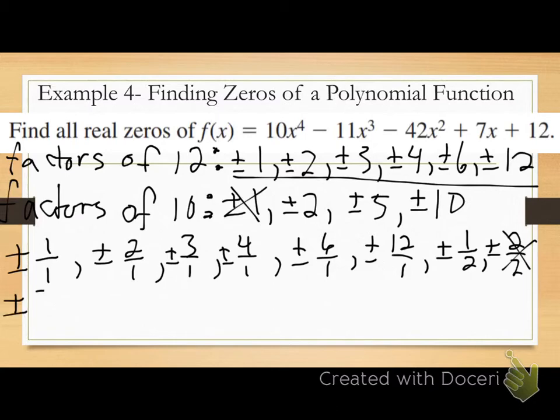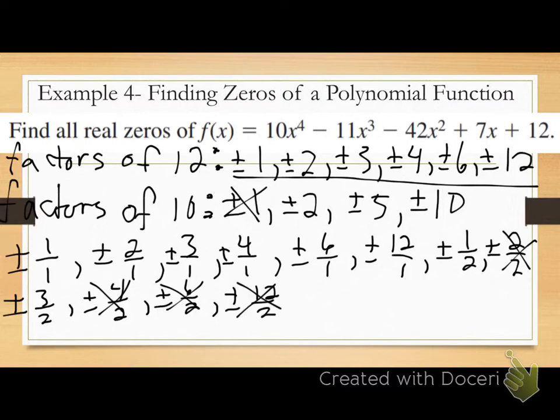Plus or minus 3 over 2. Plus or minus 4 over 2. Is that one already on there? Yep, that'd be 2 over 1. Plus or minus 6 over 2. Is that already on there? Yep, that's 3 over 1. Plus or minus 12 over 2. Is that already on there? Yep, 6 over 1. I'm now done with the plus or minus 2. Everyone still with me on that?